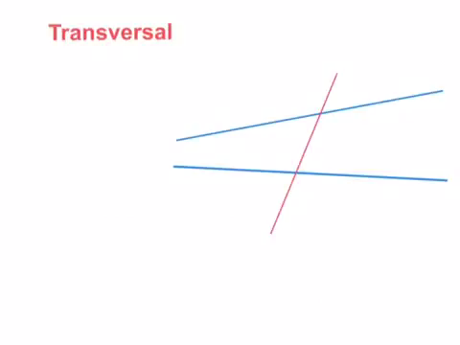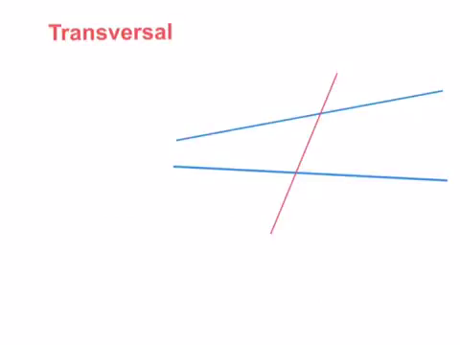So the next vocab word we're going to talk about is the word transversal. And transversal simply means a line, this red line, that intersects 2 or more other lines. So these blue lines. So this red line is a transversal to the 2 blue lines.